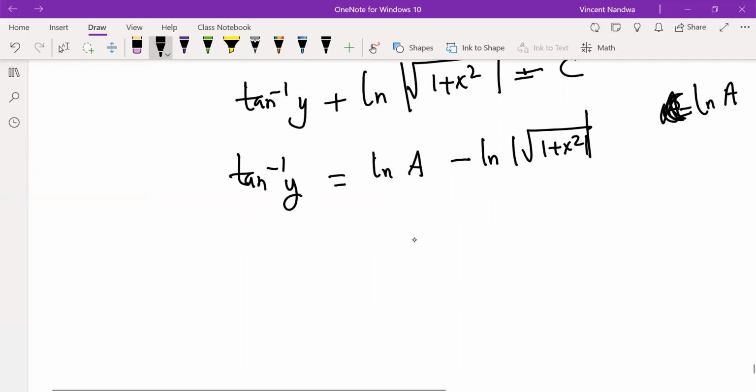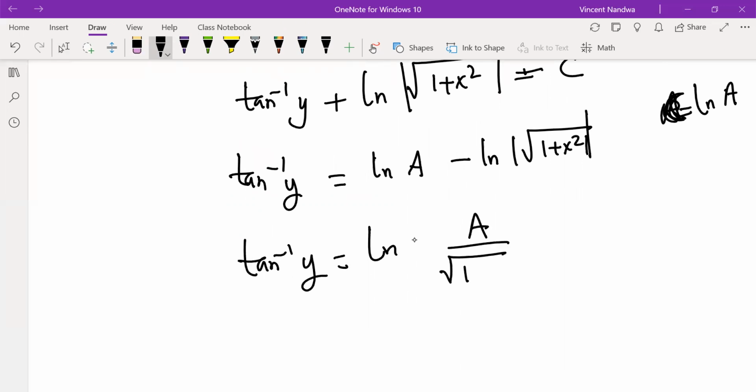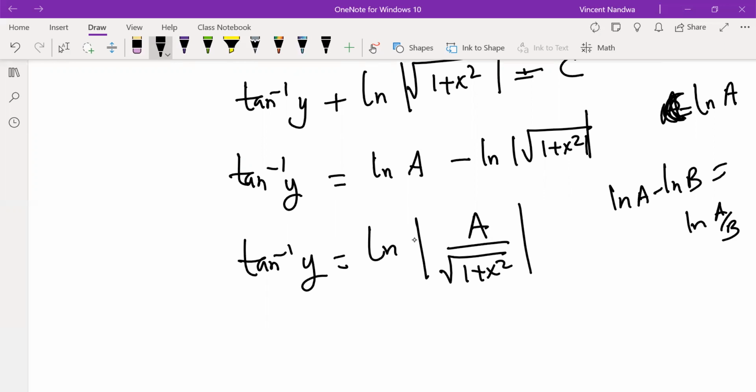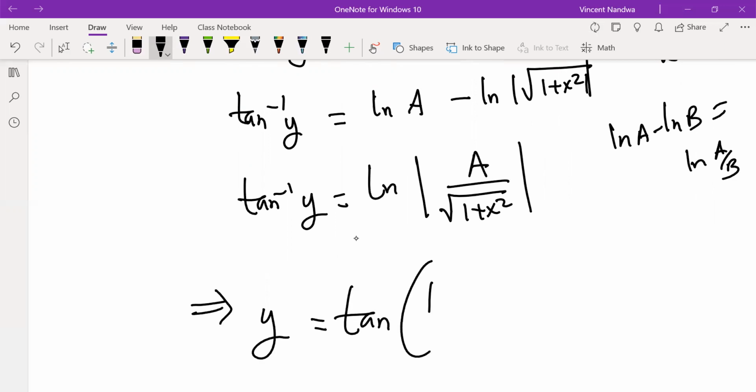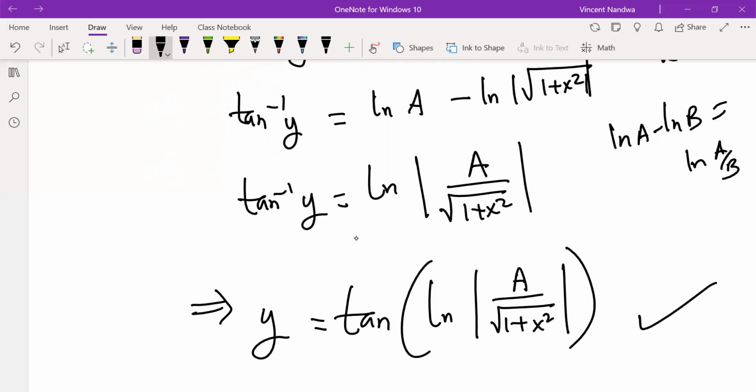So which means tan inverse of y is ln of a over the square root of (1 plus x squared), just applying the property that ln a minus ln b is ln of a over b. So if tan inverse of y is this, this means y is tan of ln of a over the square root of (1 plus x squared). And this will be the final solution.